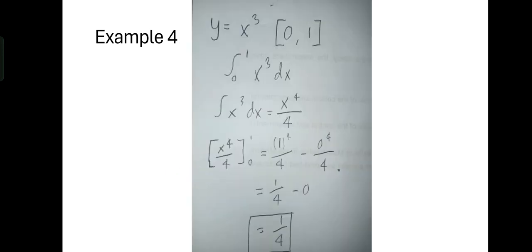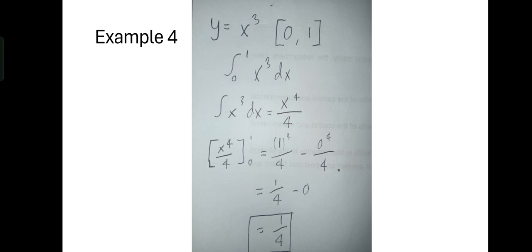The next example, number 4, is about finding the area bounded by a given curve. So it is quite different from our example 3. The problem here is y equals x cubed. Once again, the first step in solving problems about finding the area bounded by the given curve starts by writing the formula for the area under the curve, which is the integral of x cubed with respect to x from 0 to 1.